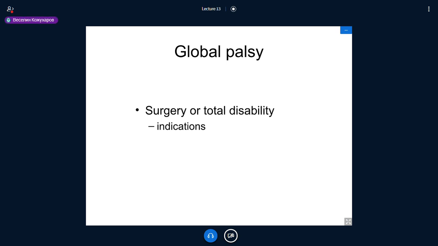Hopefully, only 10 to 30% of all patients affected with obstetrical paralysis should be treated by surgery. All the others have some spontaneous or medicamental improvement of the condition.